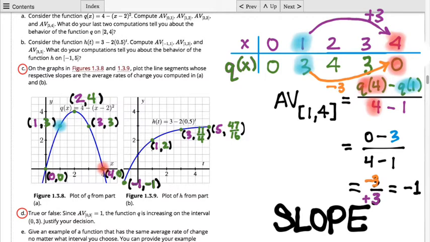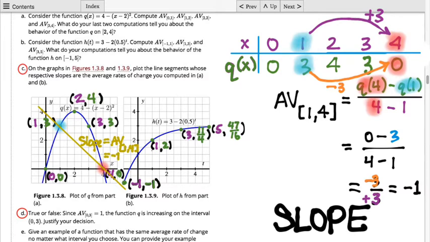And so the line that I've computed the slope of must be the line that connects those two points on the graph, right? That line right there has a slope of -1. And that is what the average rate of change tells us on a graph. The slope is equal to AV of 1, 4 equals -1, right?